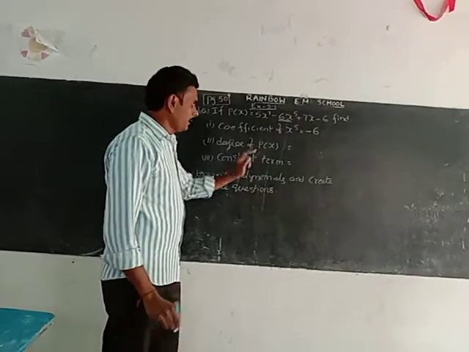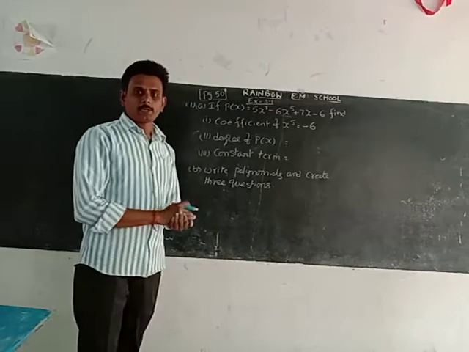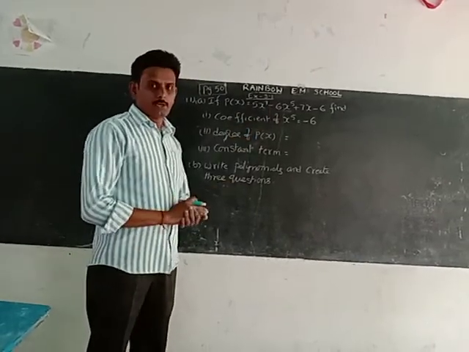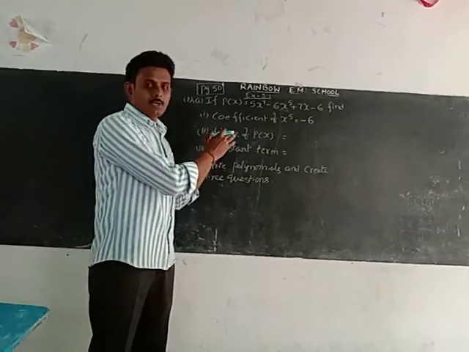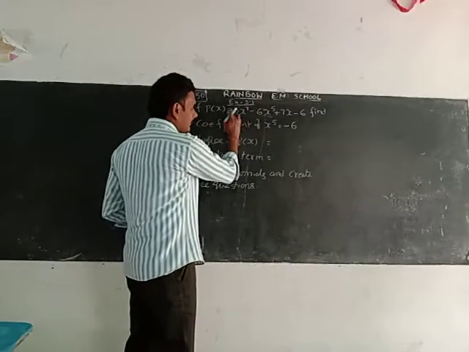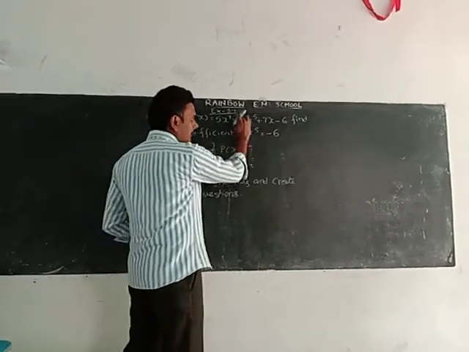Next, degree of p of x. Degree of p of x means, as we already discussed in the previous class, how we can calculate the degree. Calculate each term's degree individually. Later, whichever is the biggest among those is the degree of the expression. What is the degree of this one? x power 7, so 7.